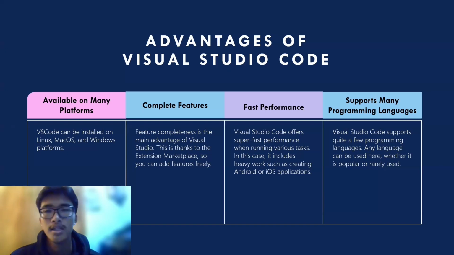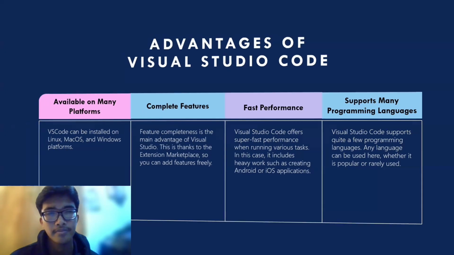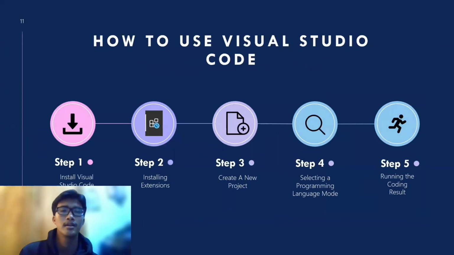Third, fast performance. Visual Studio Code offers super fast performance when running various tasks. In this case, it includes heavy work such as creating Android or iOS applications. Fourth, support for many programming languages. Visual Studio Code supports quite a few programming languages. Any language can be used here, whether it is popular or rarely used. Well, that's the advantages that exist in VSCode. Next, we will discuss how to use VSCode.